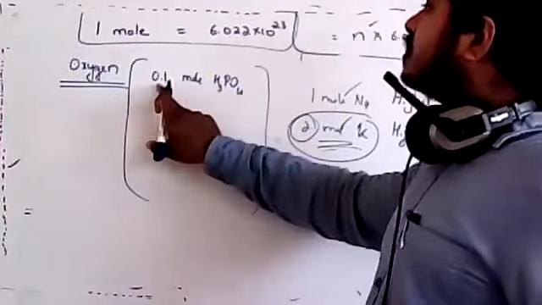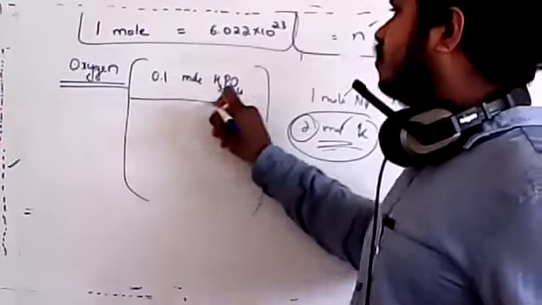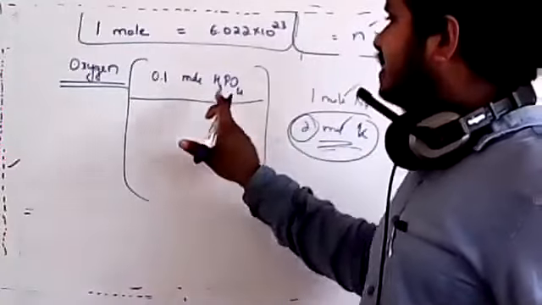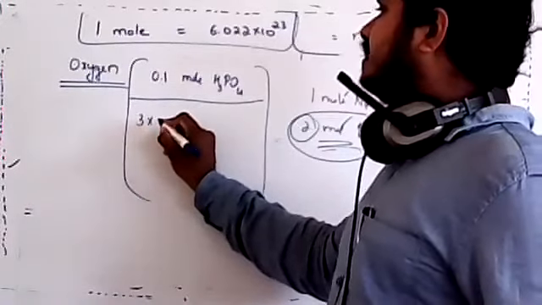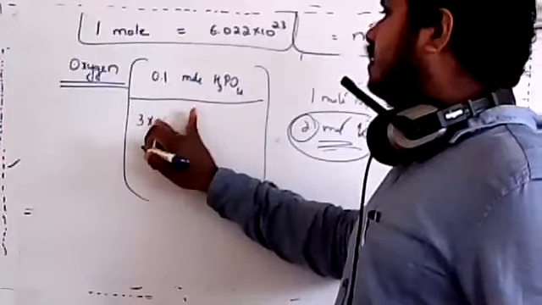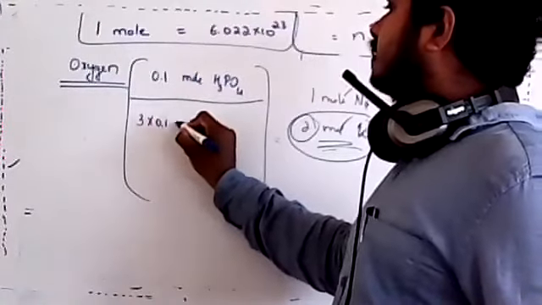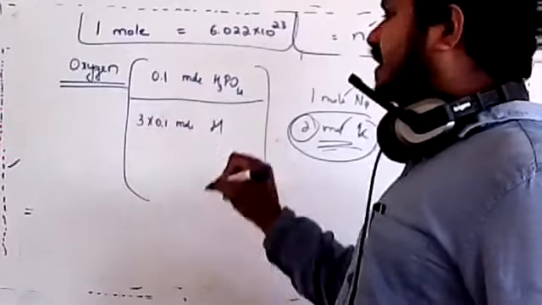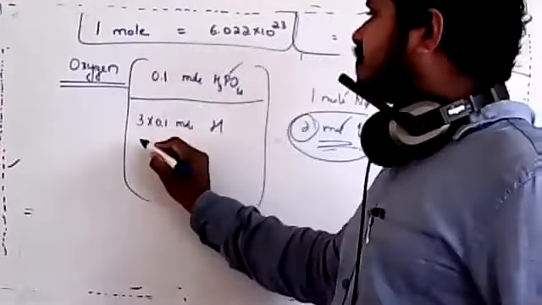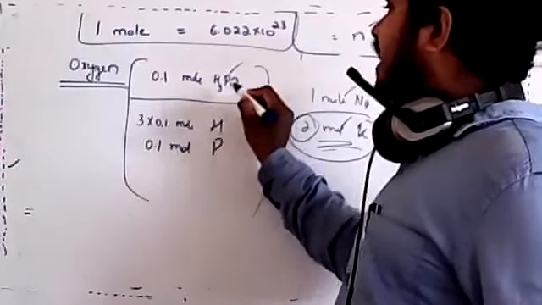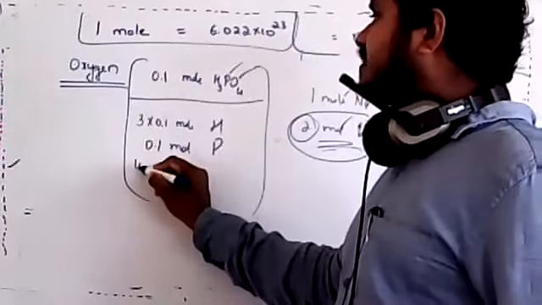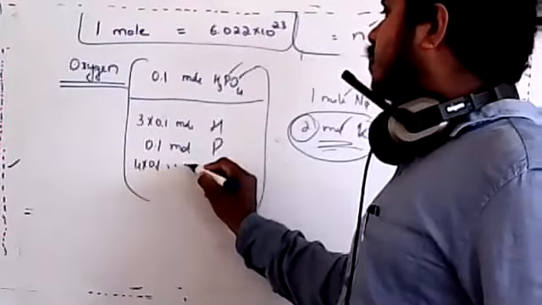For example, 0.1 mole of H3PO4. Count the total number of atoms. It contains 3 hydrogen, which means 3 into 0.1 mole of hydrogen. It contains only 1 phosphorus, which means 0.1 mole of phosphorus, and it contains 4 oxygen, which means 4 into 0.1 mole of oxygen.